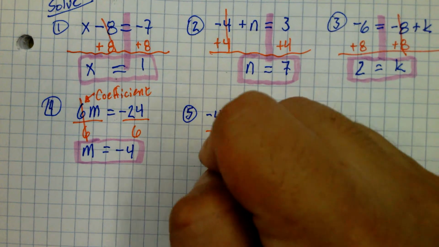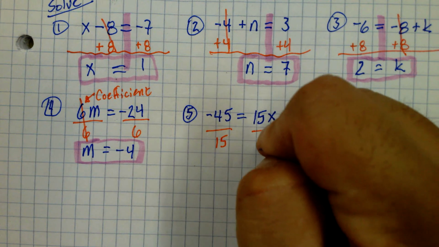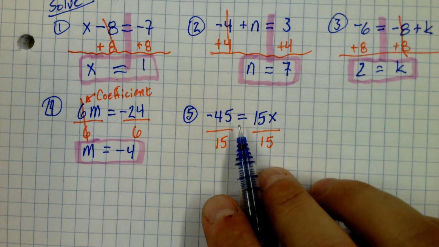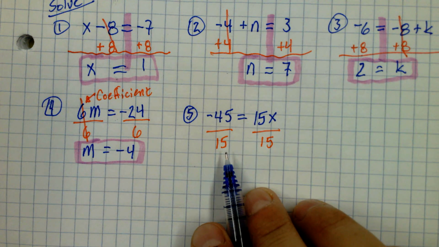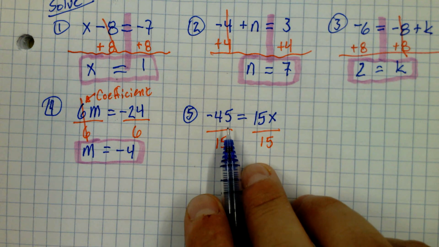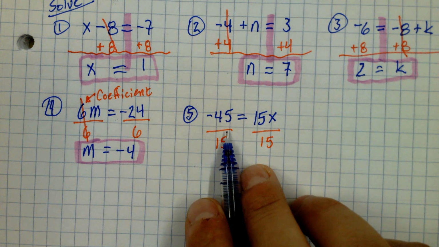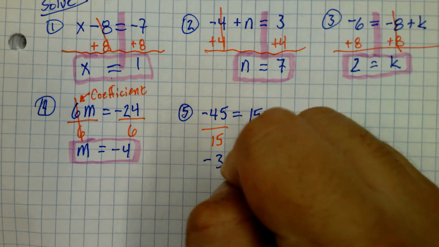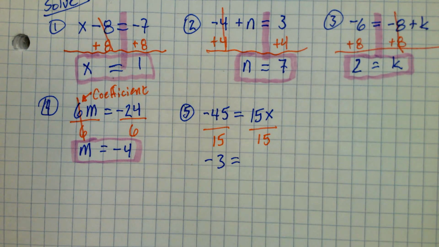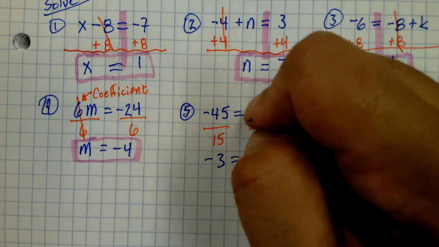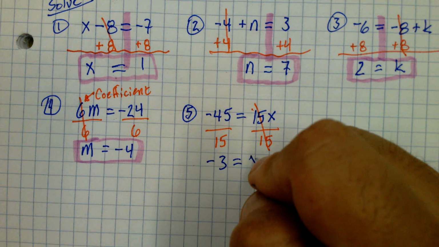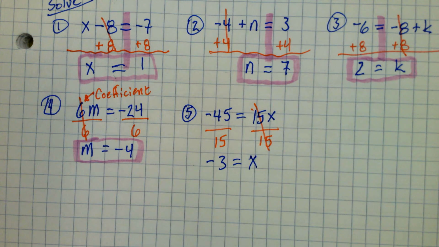Okay, so I'm going to divide on both sides by 15. Now we want to see how many times does 15 go into 45? 3 times. But what's a negative divided by a positive? So we get a negative 3. And on the other side, we have 15 dividing 15. That makes 1 times x, which is just x. So there you go. Negative 3 equals x.